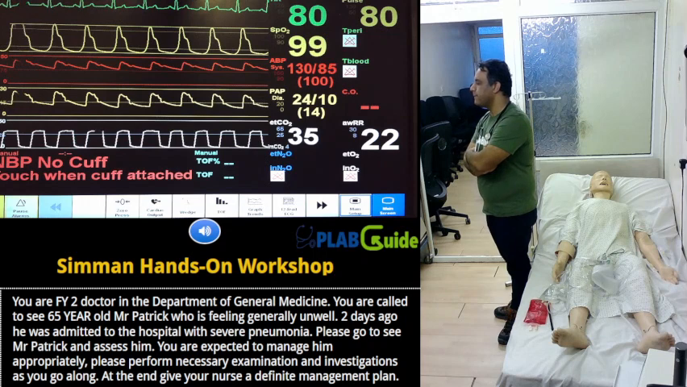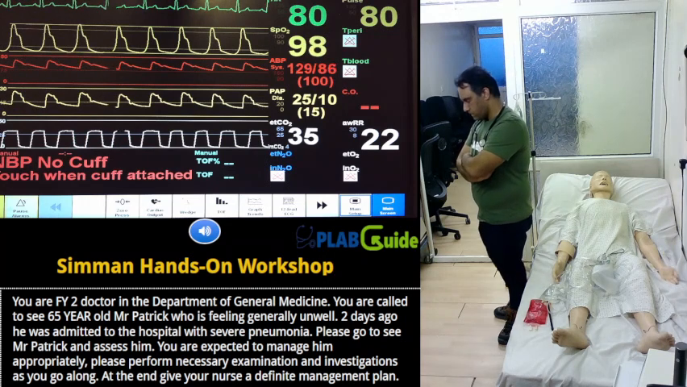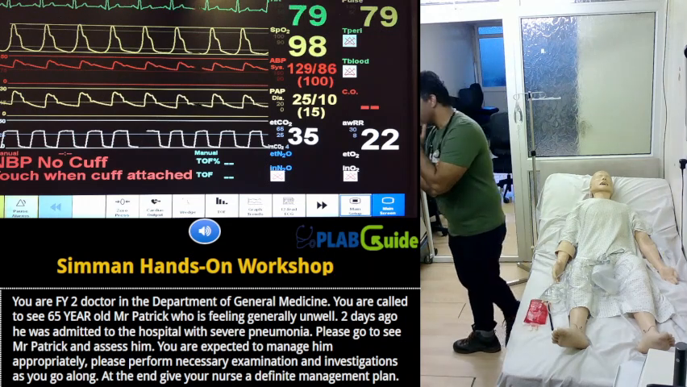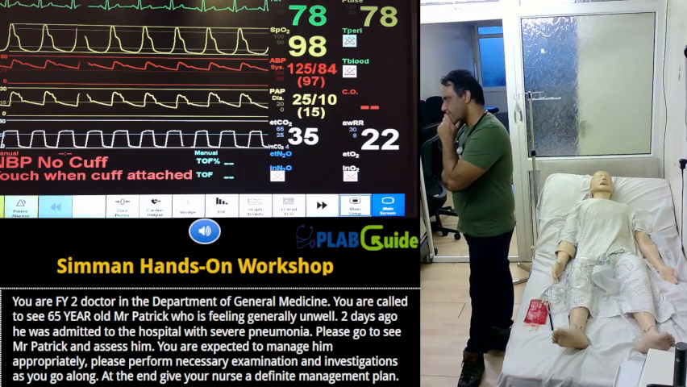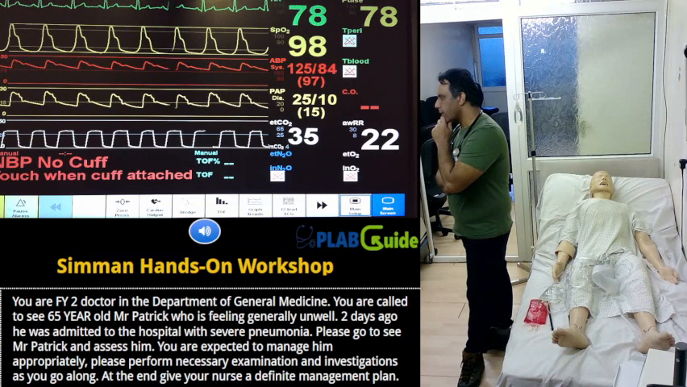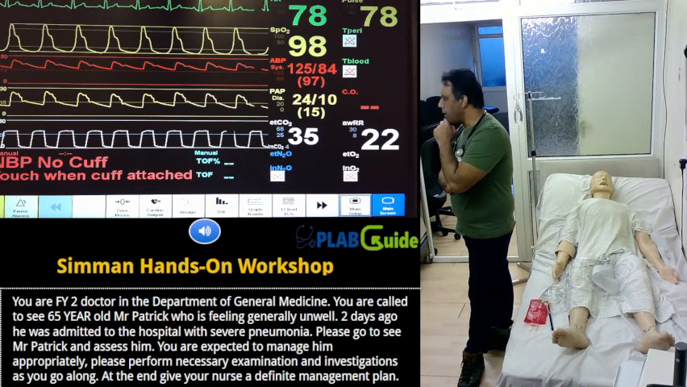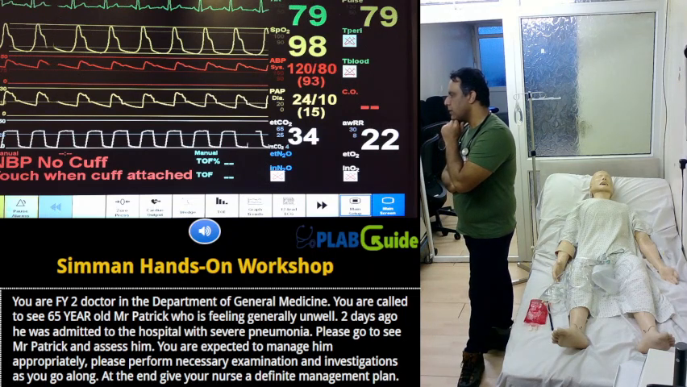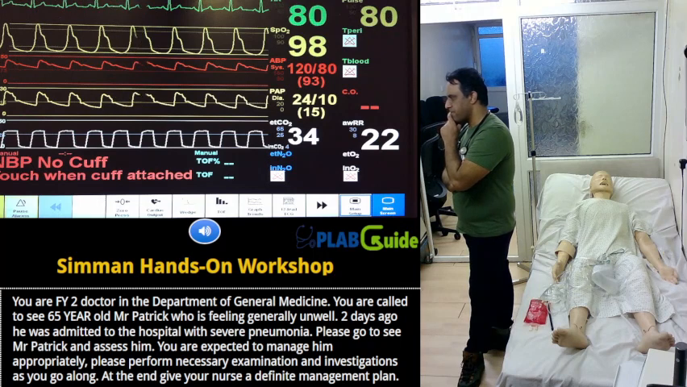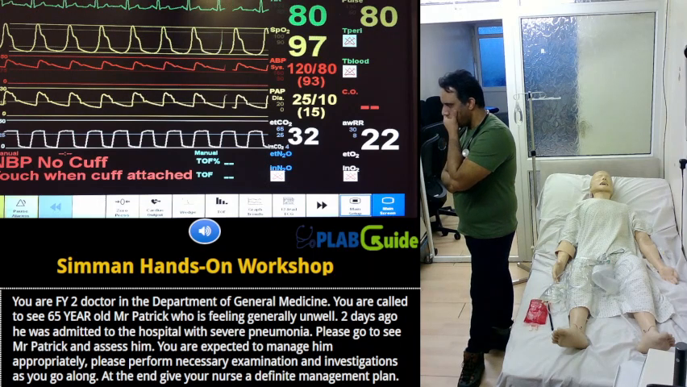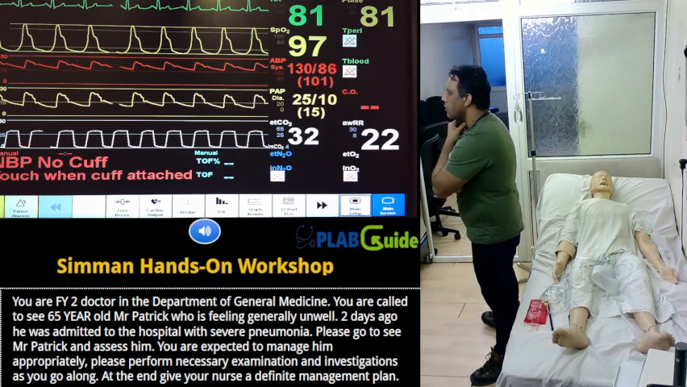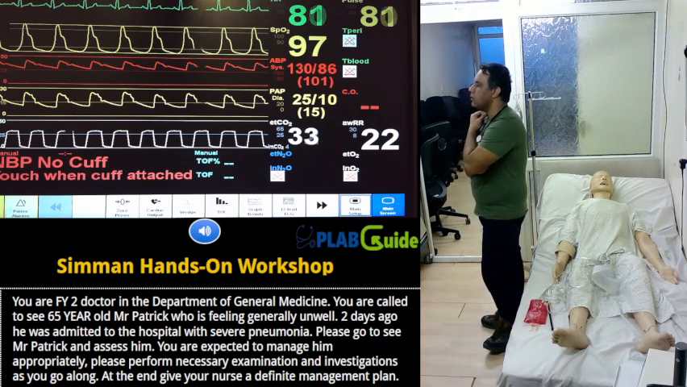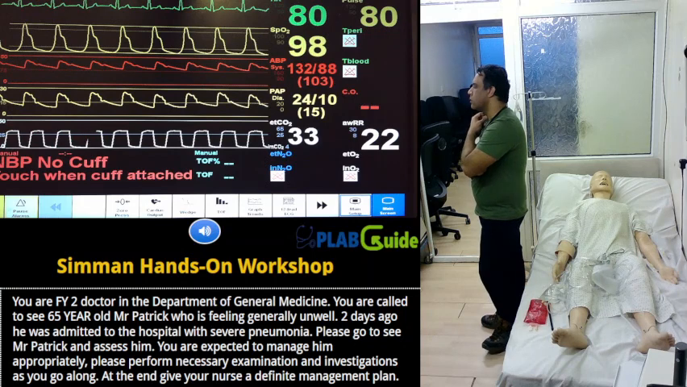In my exam, I gave dextrose first, and I gave dextrose again, and still the patient was not gaining consciousness. Then I said I'm going to give glucagon. After that, the patient started working. Did you put the cannula before giving dextrose? Yes, because if you don't put the cannula, you will not be able to give it.